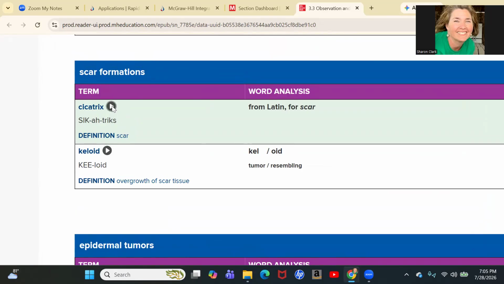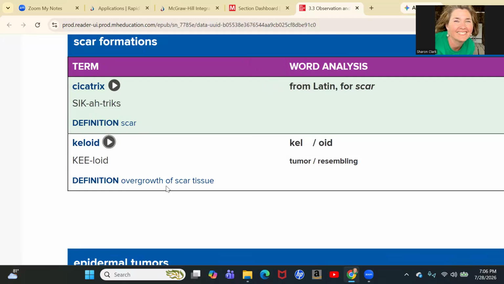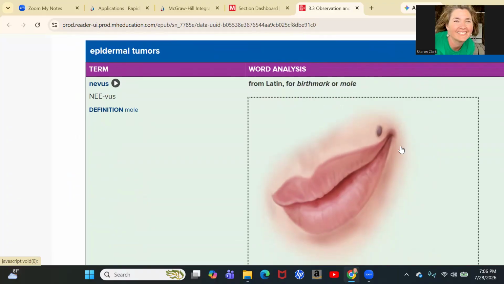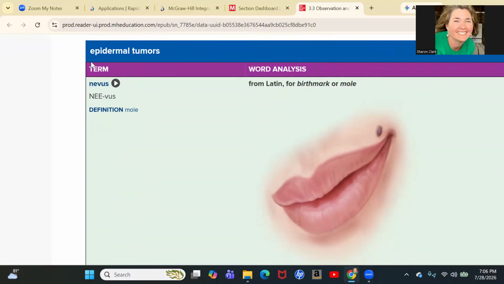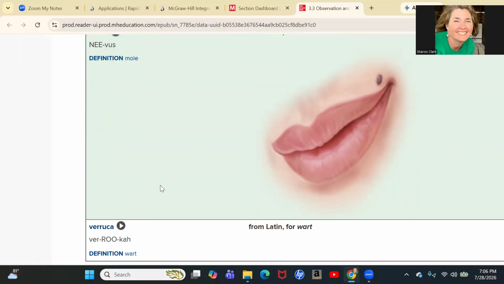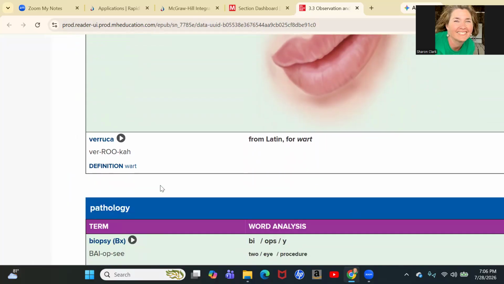You have different terms for scars. You have cicatrix and keloids here. These are when the scar is formed and then there is an overgrowth or tumor swelling of a scar on the skin. And then you can have different types of epidermal tumors, also known as your moles. There again, some can be very beautiful, but you also want to monitor them to make sure they are not growing and becoming different types of skin cancers.